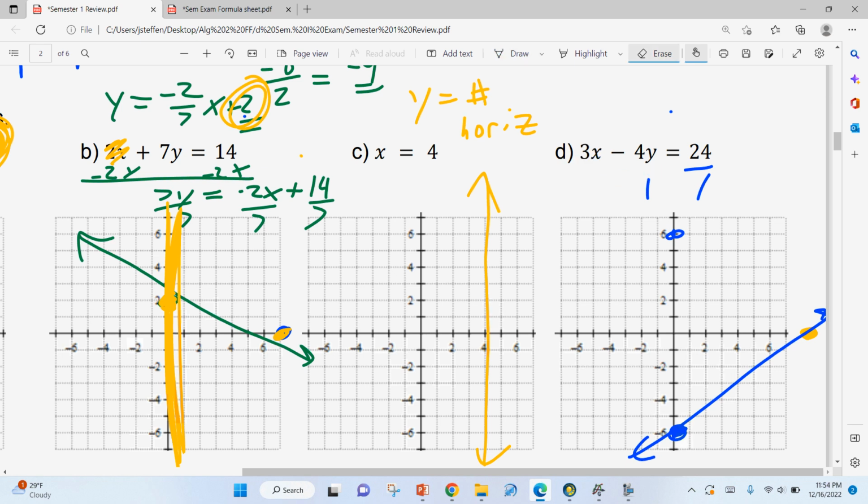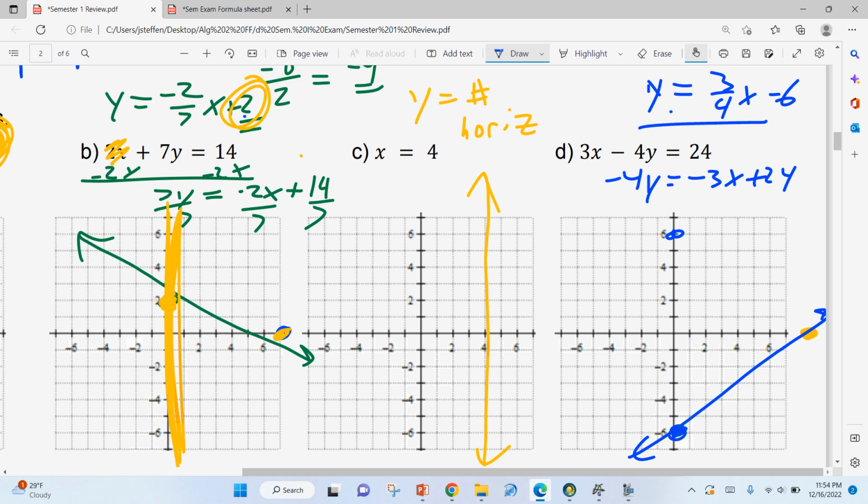Or again, you could put that in slope-intercept form. So subtract the 3x from both sides. So you get -4y is equal to -3x plus 24. Divide everything by -4. Y is equal to -3 over -4 is positive 3 over 4x. 24 divided by -4 is -6. Either one will totally work. I personally like to put them in slope-intercept form, but that's just me. I was going to check the answers to that, make sure I didn't mess that up either.